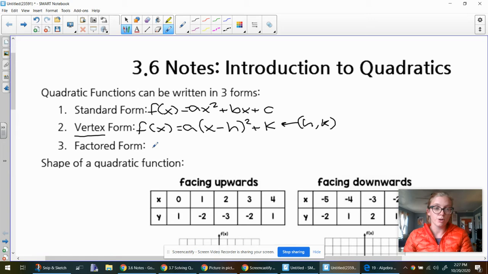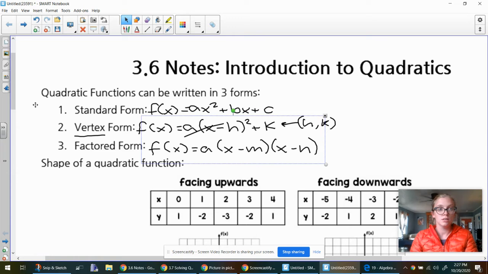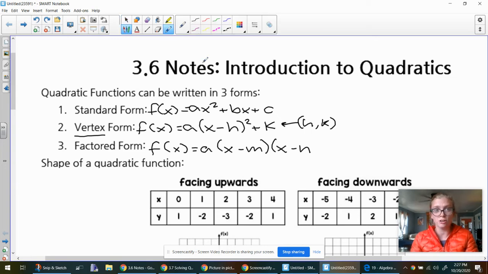Finally, we have factored form. Factored form is going to be f of x equals a times x minus m times x minus n. And this is the form when we factor our standard form. So we have these three different forms that we can use. All of them are good for different things, and over the course of the next few videos, we'll talk about what each one is useful for.